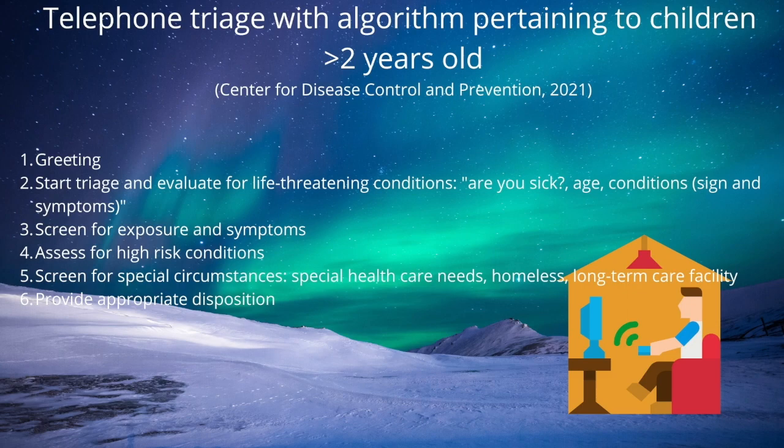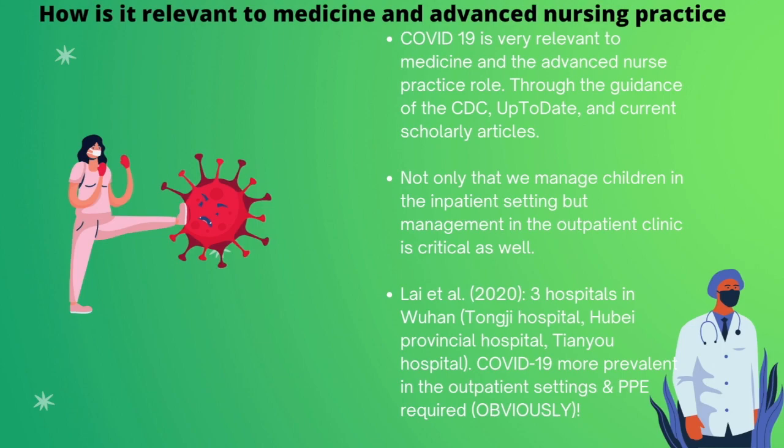Number 1 is greeting. Number 2, start the triage and evaluate for life-threatening conditions, like, are you sick? Find out how old they are, the condition, signs and symptoms, screen for any exposures and symptoms, assess for any high-risk conditions or medical conditions, screen for special circumstances like special healthcare needs, homelessness or long-term care facility, and then provide appropriate disposition. So next one is, how is it relevant to medicine and advanced nursing practice?